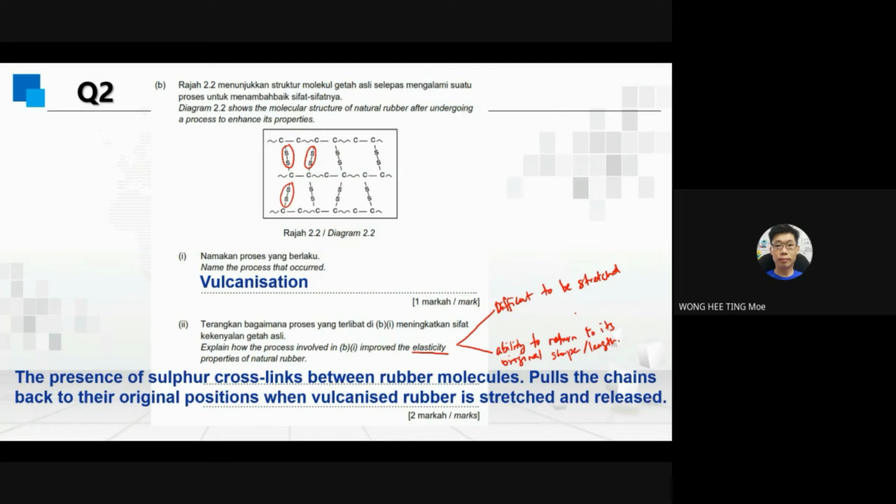So the presence of the sulfur crosslinks between the rubber molecules pulls the chains back to the original position when the vulcanized rubber is stretched and released. This is the answer. Maybe you can use different sentences to explain as long as you have the key points, the same meaning.